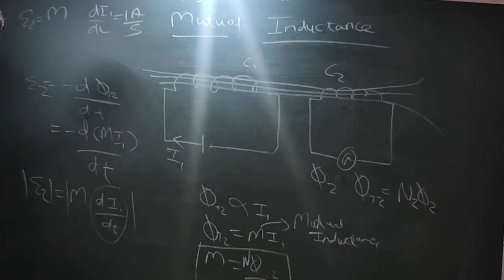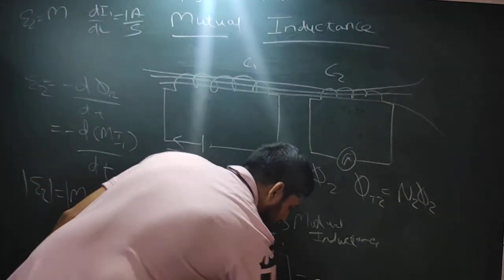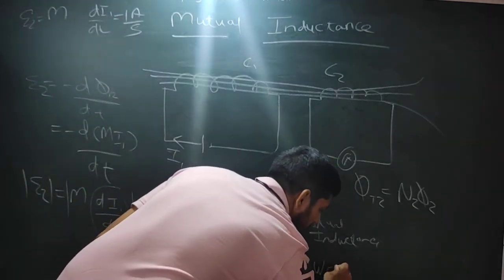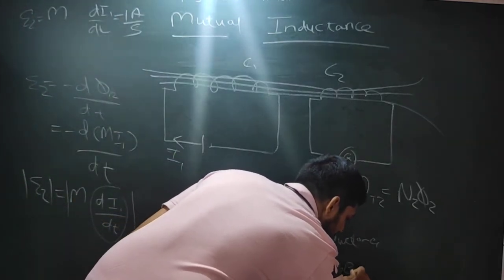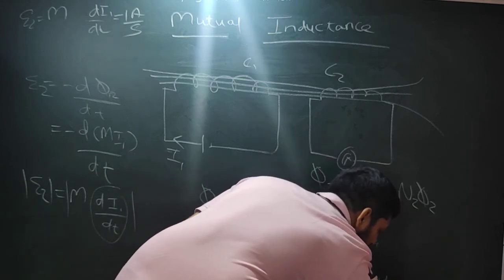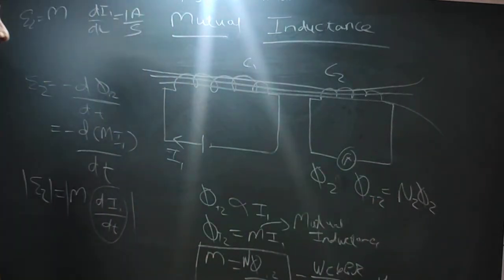If you want to find the unit, we can find it from here. What will be the SI unit? The unit of phi, that is flux, is Weber, so Weber upon ampere, or you can also say Henry. That is the same as it was in self inductance. I hope this much is very clear to you.